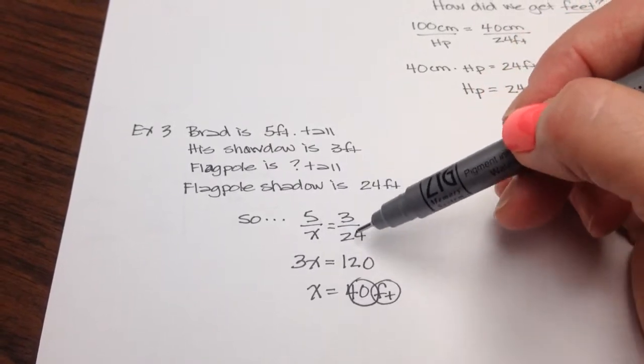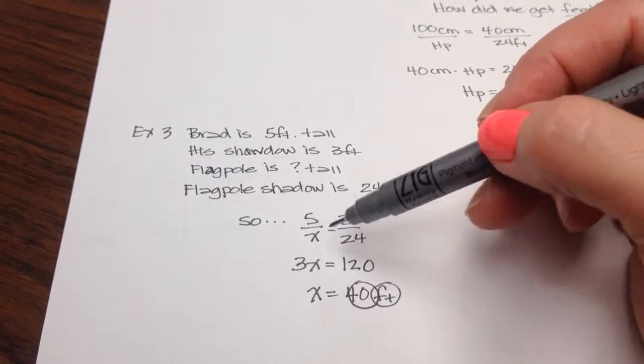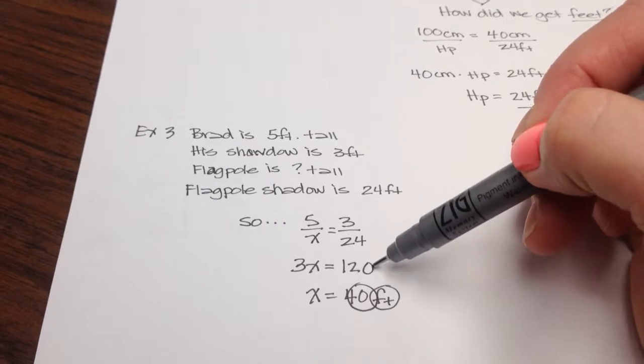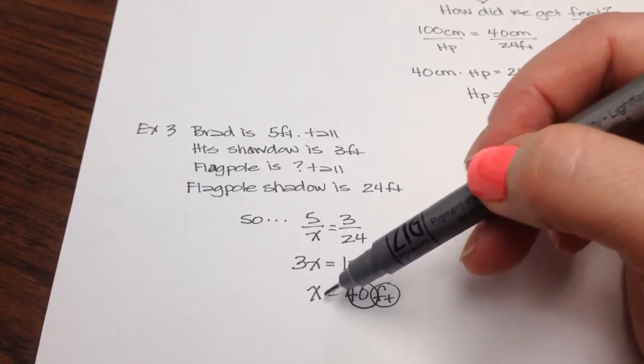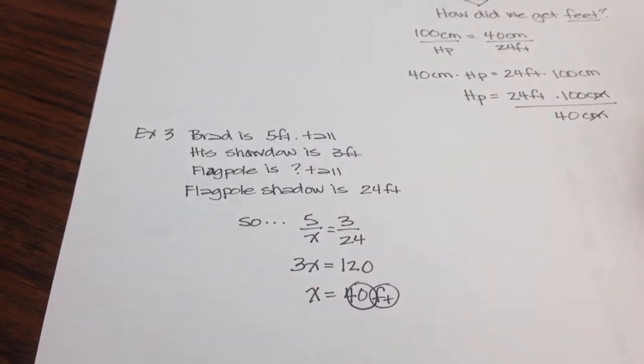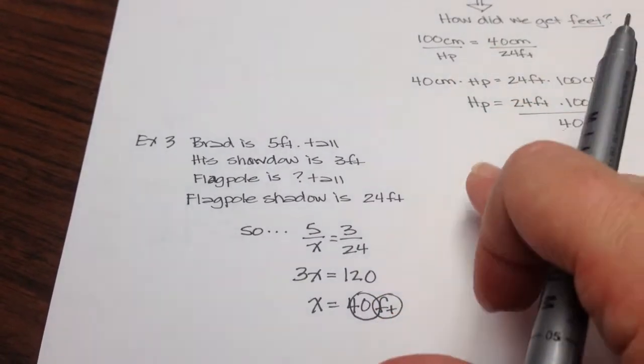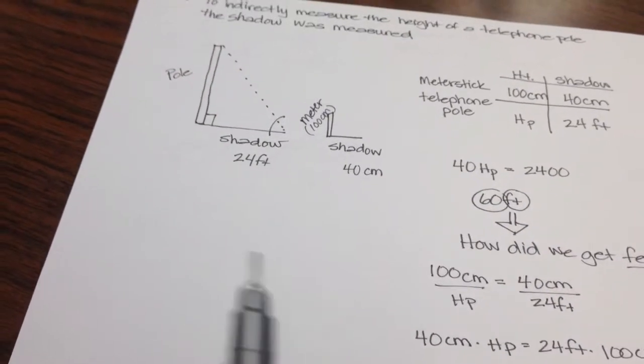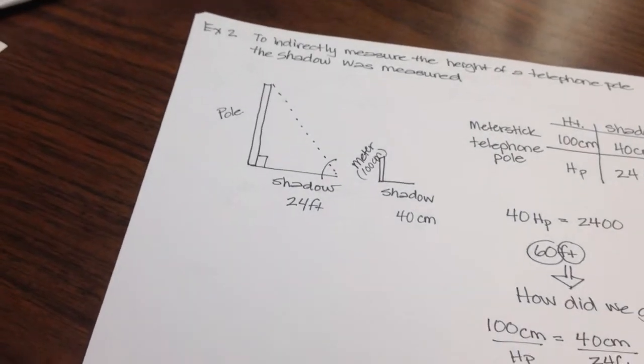Object, object, shadow, shadow. So cross multiply, 3x equals 120. Divide that, x equals 40 feet. So the flagpole is 40 feet. Is this making sense? If not, we'll talk about it more in class.